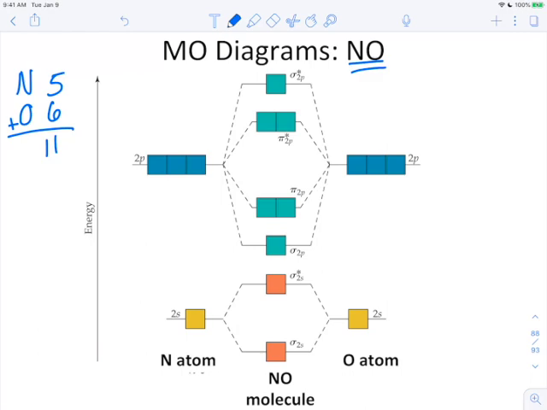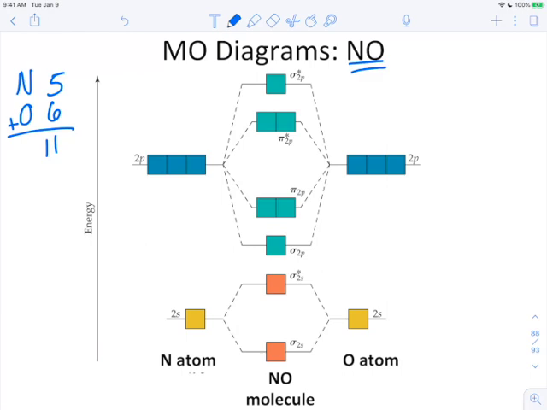And those of you who watched your Lewis structure videos, like I hope all of you did, you may notice right away this is a radical. And by radical, I don't mean it's super cool and it can skateboard. I mean that it has a lone electron. It has an unpaired electron, which makes it a highly reactive compound.